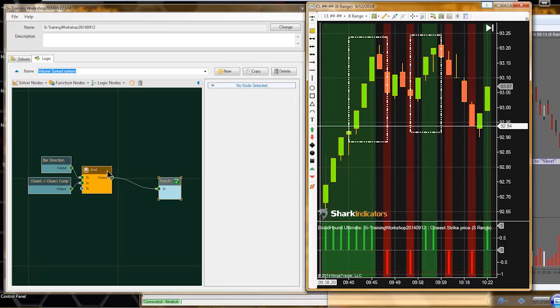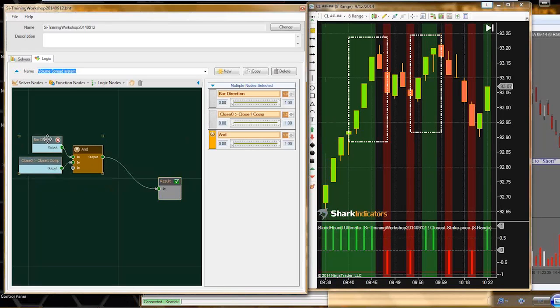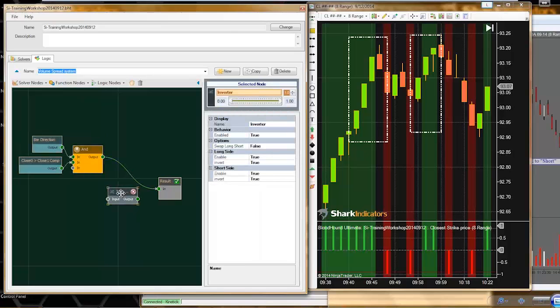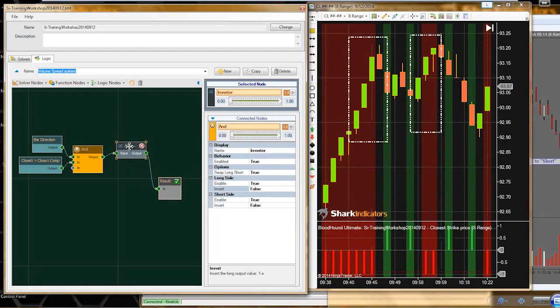So what we'll do is go ahead and reverse those now. I think I'll just use the inverter. Remember, the inverter has this long and short swap, so that's essentially going to reverse them. I don't want to invert, I just want to swap. So I'm going to turn the invert off, like so. And now we can see these two bars have a short signal on them, a short signal.